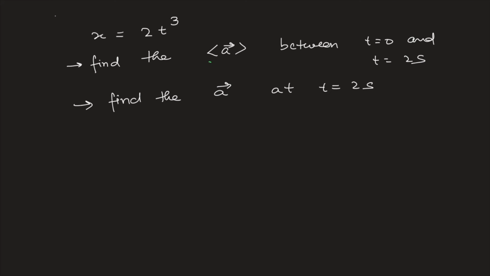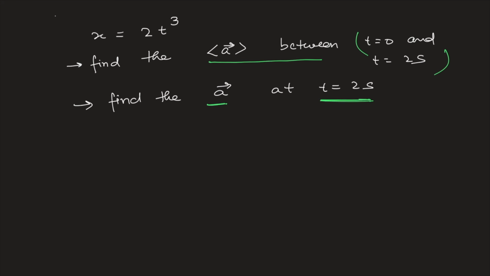If you are asked to find the average acceleration, a time interval will always be provided. So if you have to find the average acceleration, there will be a time interval. So t equals 0 to t equals 2, or t equals 0 to t equals 5, or t equals 1 to t equals 6. Any time interval, but there will be a time interval. But if someone is asking you for an instantaneous acceleration, it will not be a time interval, it will just be a moment of time.